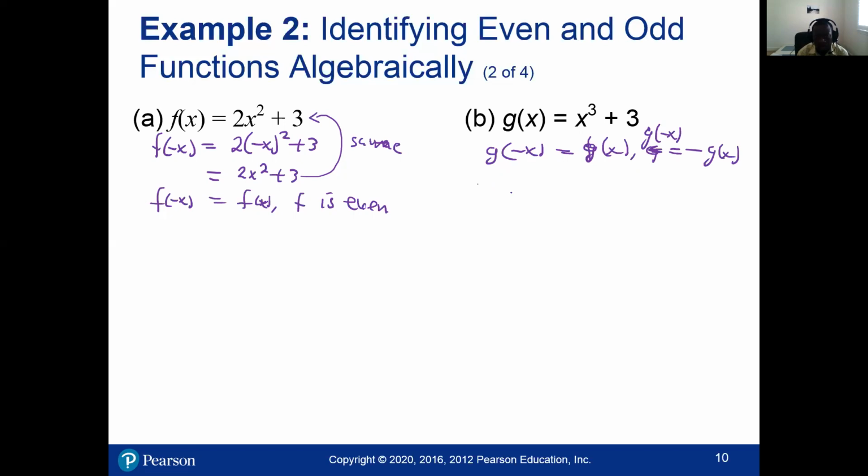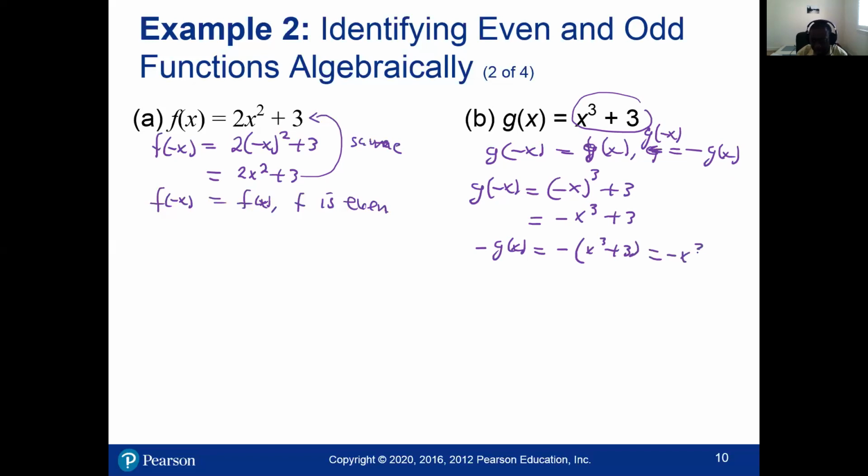G of negative x: the expression is x cubed, so that's minus x, put that in parentheses, cubed, plus 3. Let's give it a negative, because the exponent is odd. It's going to be negative x cubed plus 3. But is it the same as negative g of x? Let's check that. What is negative of g of x? You have negative of x cubed plus 3. This gives me negative x cubed minus 3.